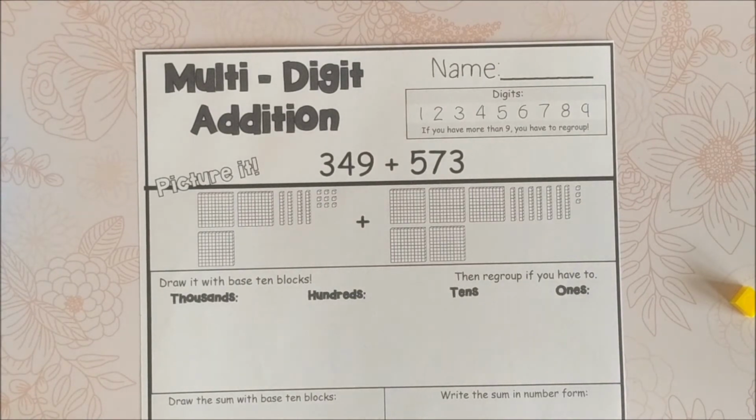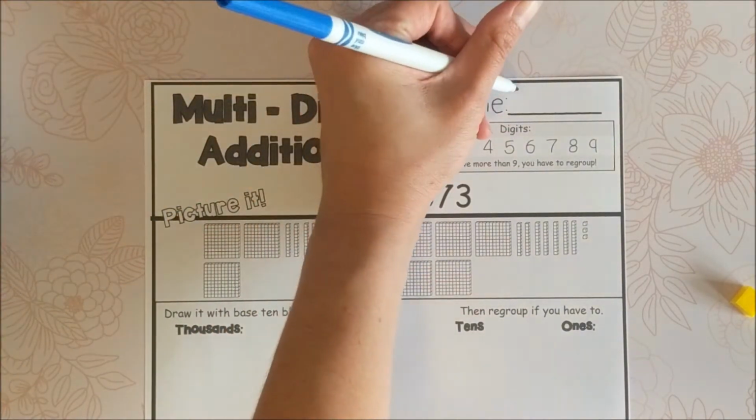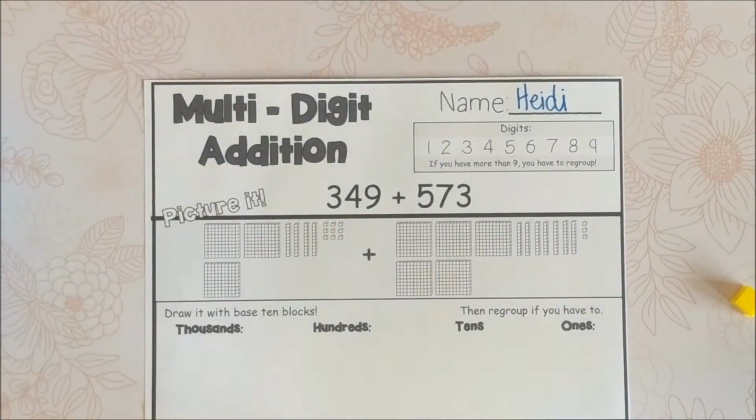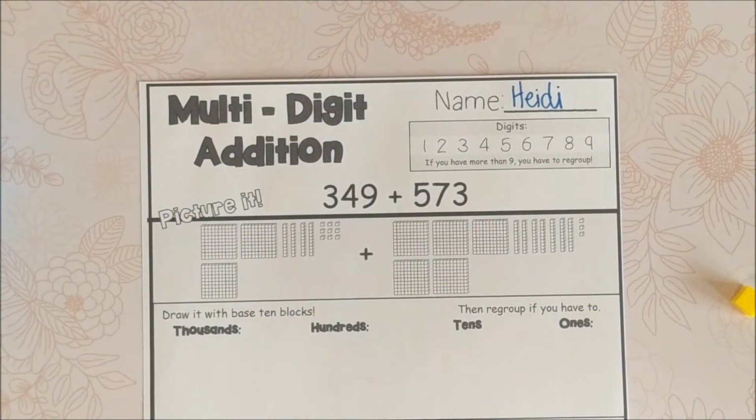349 plus 573. I'm going to use a marker so you can see it, but I want you, if you're in my class, to use a pencil in case you need to erase anything. Please, please, please put your name on it. All right, let's get started.